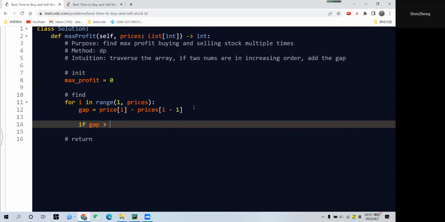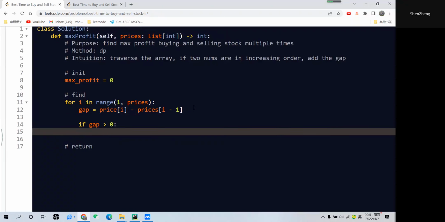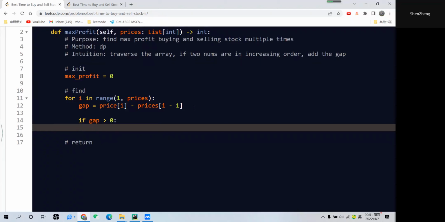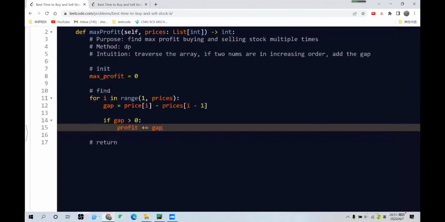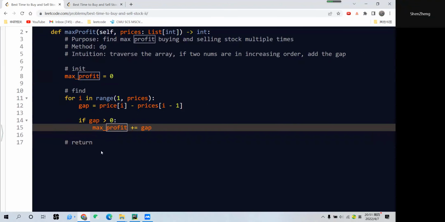If the gap is greater than 0, this means the current price is greater than the previous price. So I want to purchase at the previous location and sell at the current location, right? So in that case, the profit will be added up by the gap. And finally, return the maximum profit, it should be done.